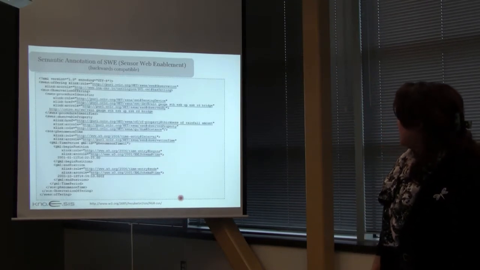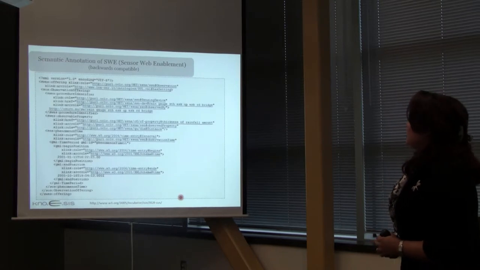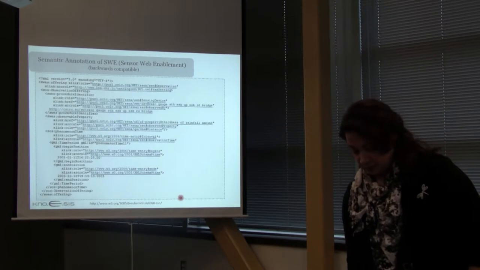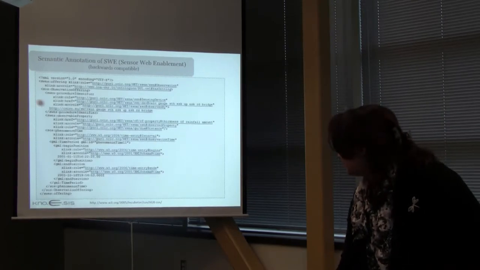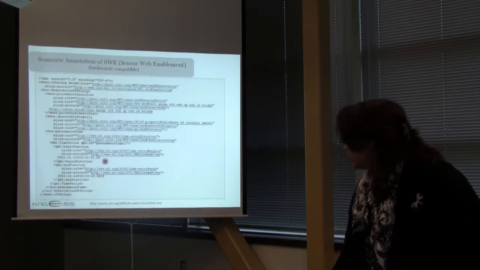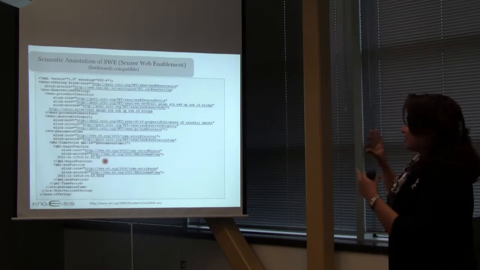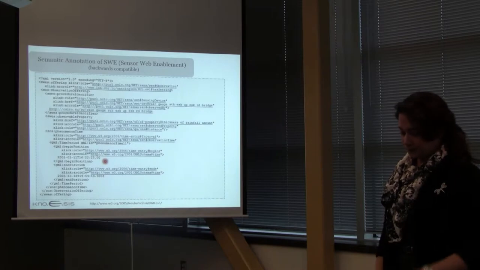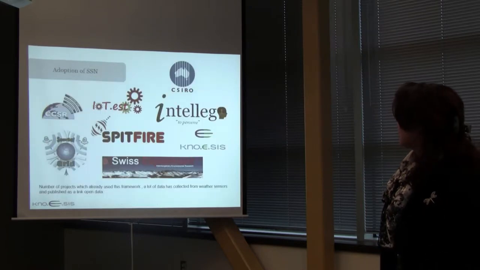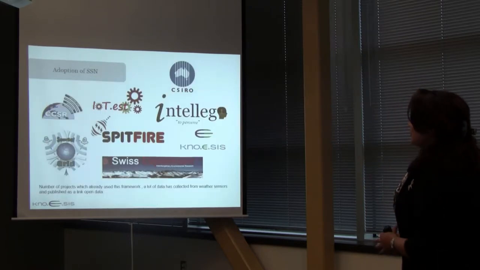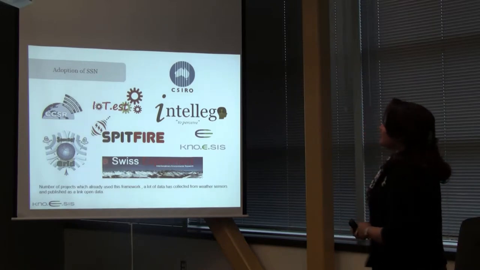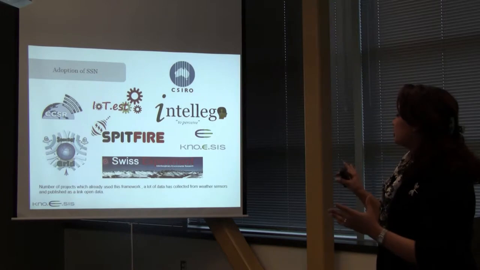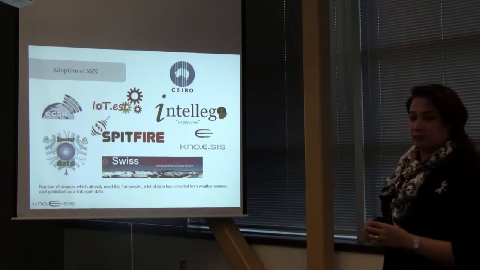And here, semantic annotation of sensor web enablement. You can see here XLink. So here, elements, or let's say data elements, are connecting to the ontology. This is adoption of the semantic sensor network. So you can see here a number of projects which already use this framework.